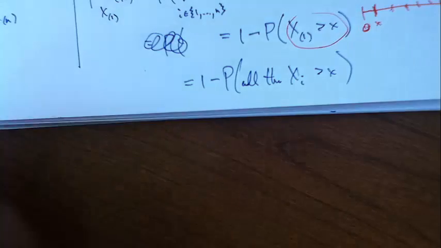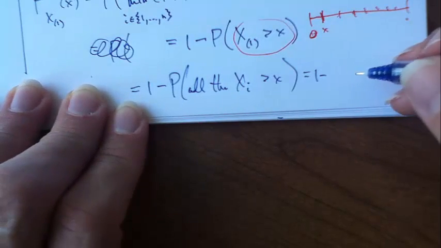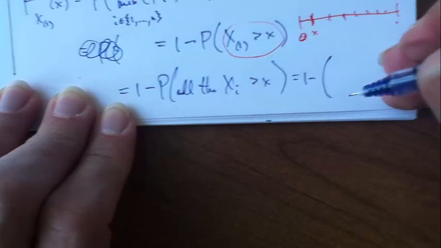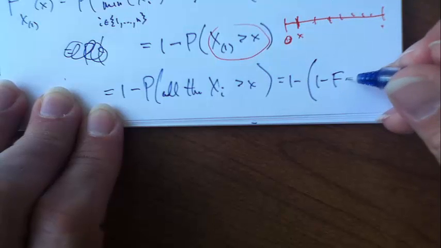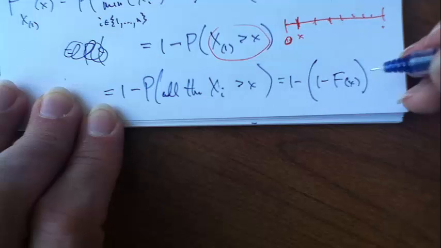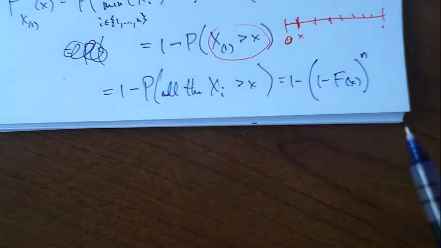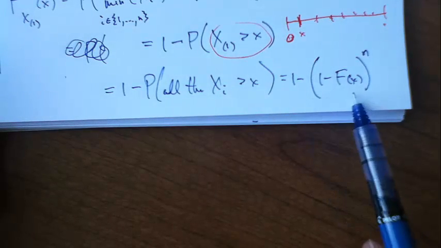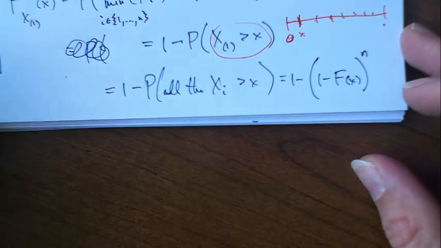Okay. And so what is that? That's 1 minus, again by independence, and they all have the same distribution, just going to be 1 minus the common CDF raised to the nth power. Skipped a couple of steps there, but this is again by independence, and because all the x sub i have the same distribution.